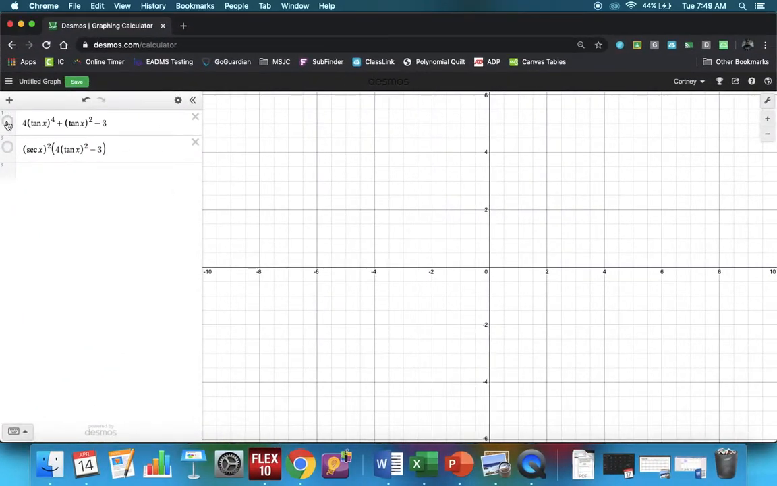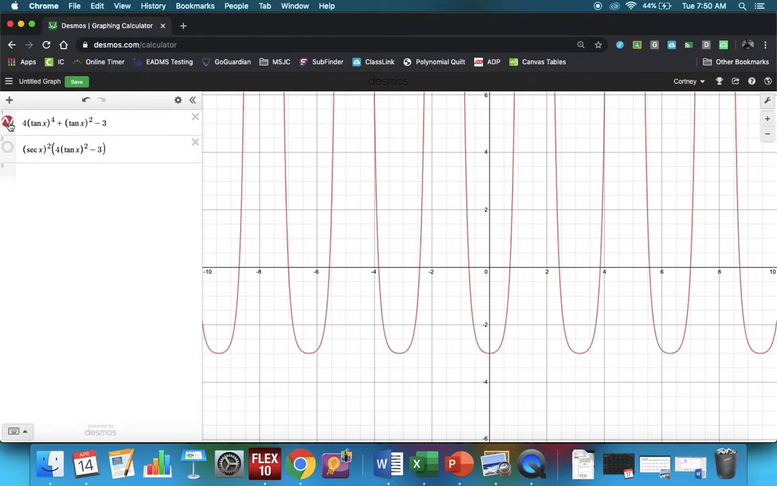All right, so I typed in 4 tan x to the fourth plus tan squared minus 3. Okay, when we look at that graph, we see this is what it looks like. And if it's supposed to be equal to secant squared times this quantity of 4 tan squared minus 3, I should get the exact same picture. And so this picture is in blue. So if I take this off, it is in blue. But when I combined it with the previous picture, because they're exactly the same and they're right on top of each other, the red and the blue are turning to purple.